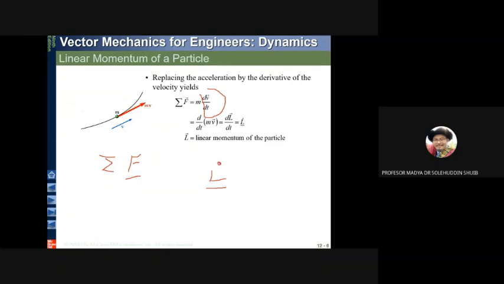So this L basically is what we call the linear momentum of a particle. I repeat, this is the linear momentum of a particle. This concept is important when we proceed, when we are dealing with the concept of 3D later on.